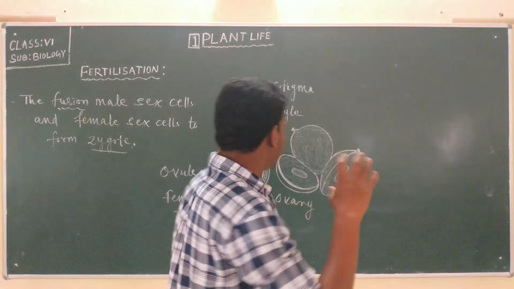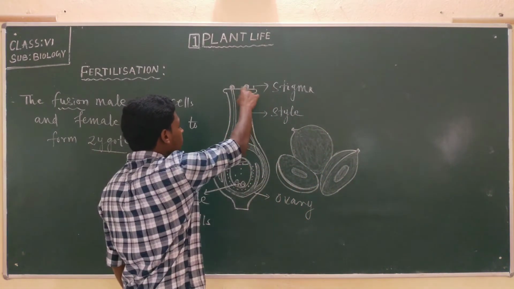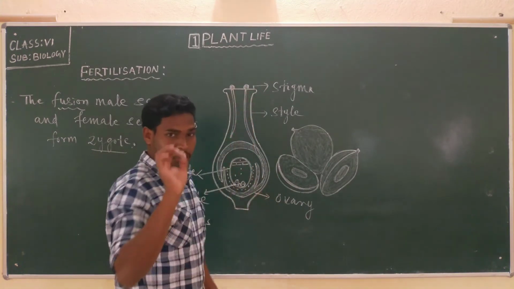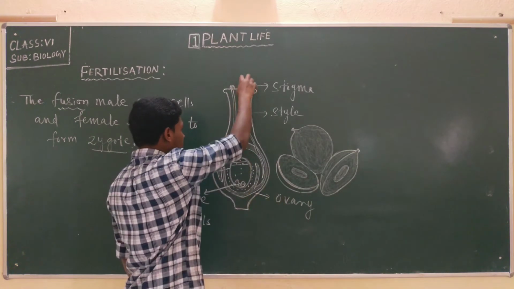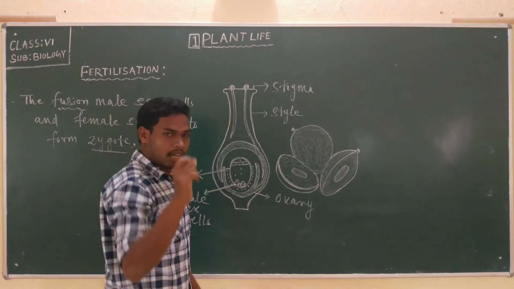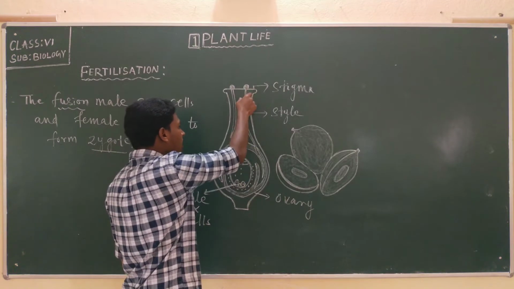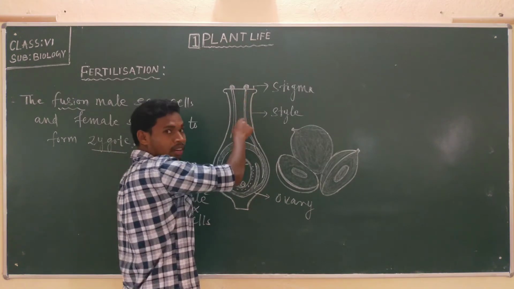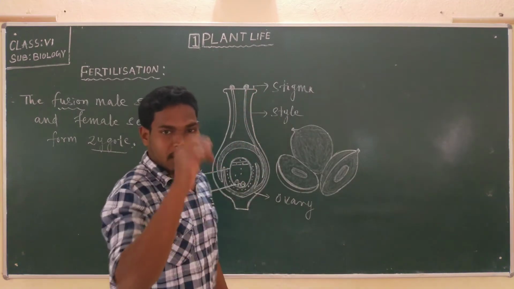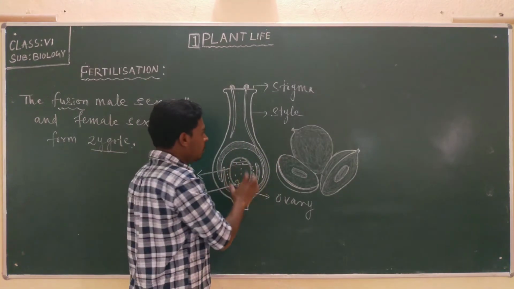In pollination we said that pollen grains reach the stigma. The pollen grain reaches the stigma by the process of pollination. This pollen grain present on the stigma is now going to generate a pollen tube. This tube is known as the pollen tube. It runs all along the style and reaches the ovule.